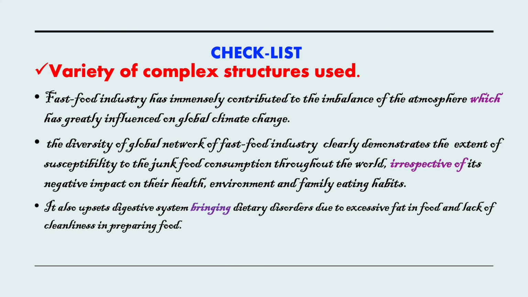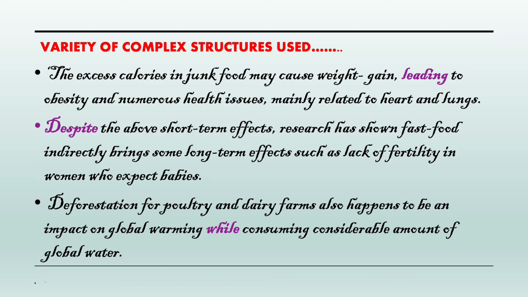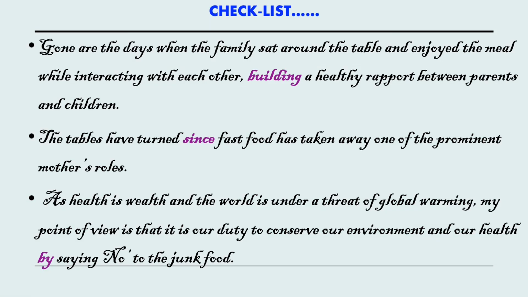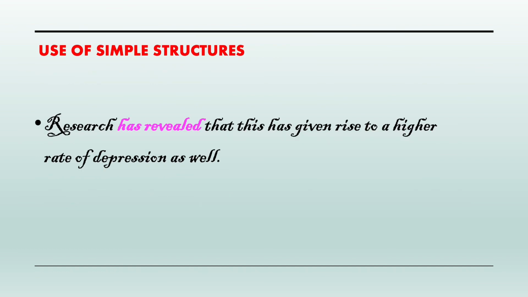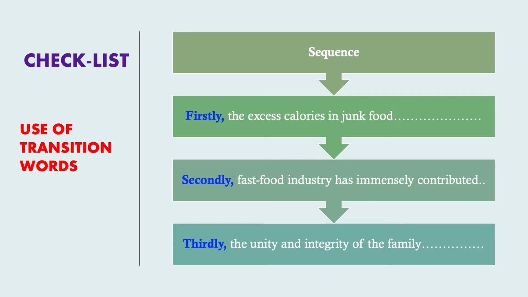This is what I have used to make my essay more academic. I have used 10 complex sentences using the conjunctions which, respective of, and bringing. And also leading, despite, and while. Building, since, and by. In addition to the complex structures, I have also used passive voice in two sentences. To balance the language, I used one simple structure. That is, research has revealed that this has given rise to a higher rate of depression as well.